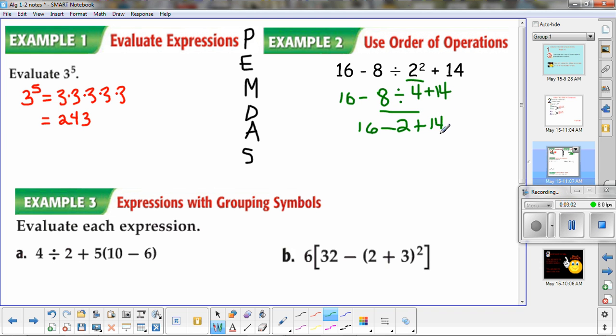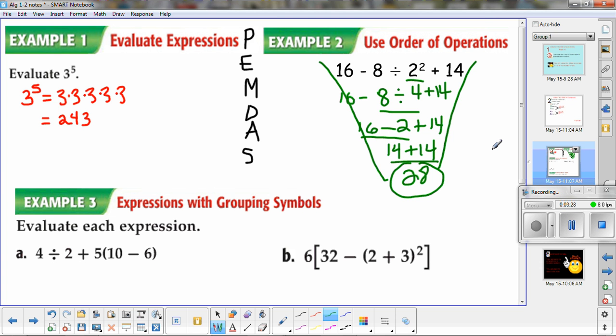Now we're going to add and subtract from left to right. This is one of those places where some people might be tricked and they might think to do the adding first, but you remember you need to go from left to right, whichever comes first. So 16 minus 2 is 14, and then 14 plus 14 is 28. When you're all done solving an order of operations problem, it should sort of look like a funnel. Starts out big and gets smaller and smaller until you're down to a single number answer.